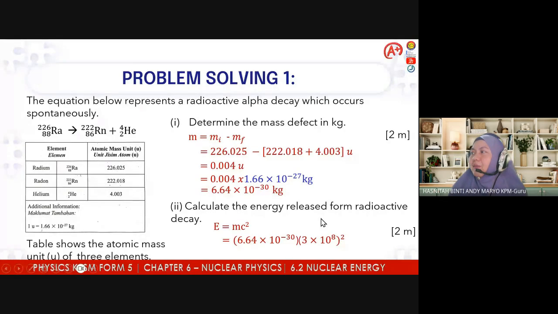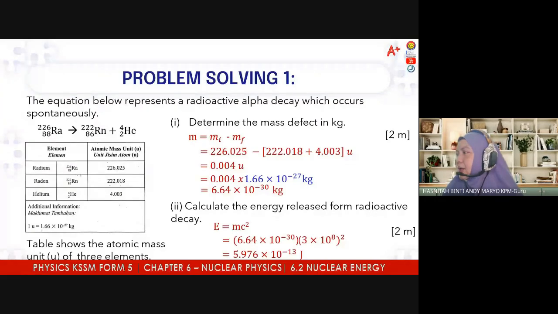So, if you calculate, can you press your calculator, check my answer. Is it correct or wrong? Okay, so from here we find the energy: 5.976 times 10 power of negative 13 joule. Okay, the nuclear energy released in this process. Are you clear with problem solving one? Can you understand the solution? If you do, let us try one exercise there.